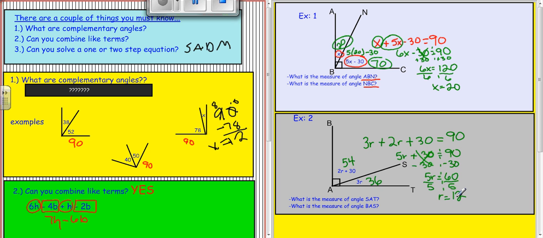Alright, so R equals 12. So right here, let's plug it back in. 12 times 3 is 36. 12 times 2, 24 plus 30 is 54. And add those together right there, and you get 90 degrees.